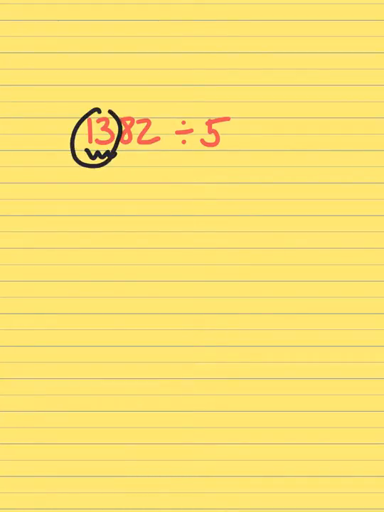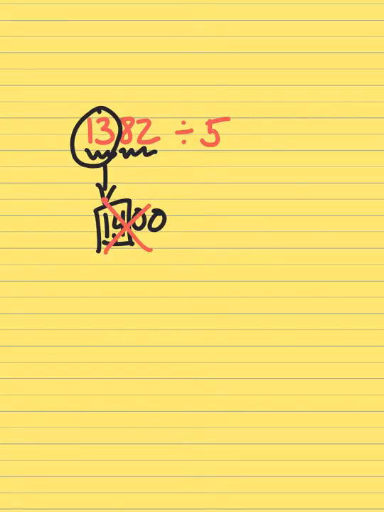And here's my next number. 1382 divided by 5. Okay, so now I'm actually going to have to look at 13, okay? What can I do to 13 that 5 can go into it? And then these would just turn into zeros. Well, if I raised it to 1400, 5 times what gives me 14? Nothing. So I cannot do that one.